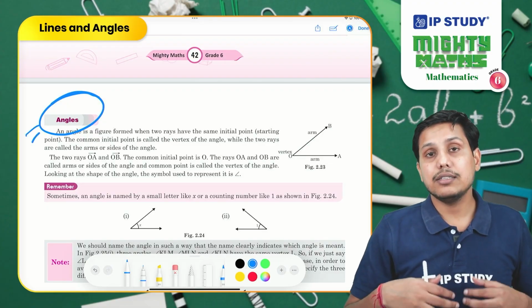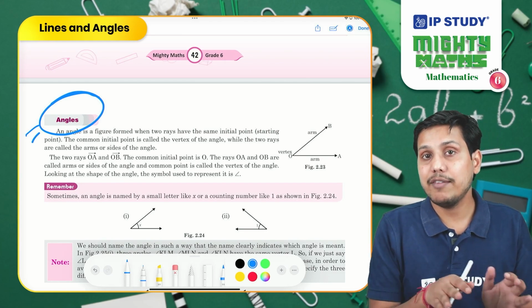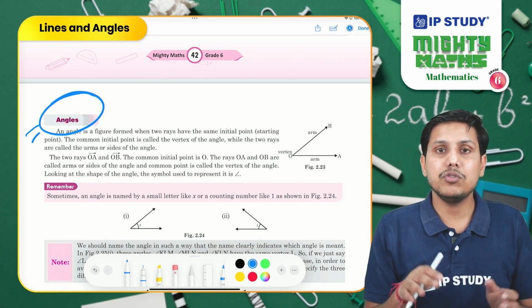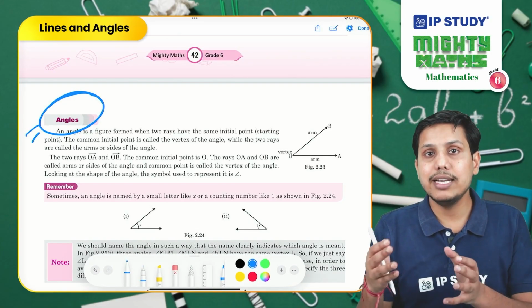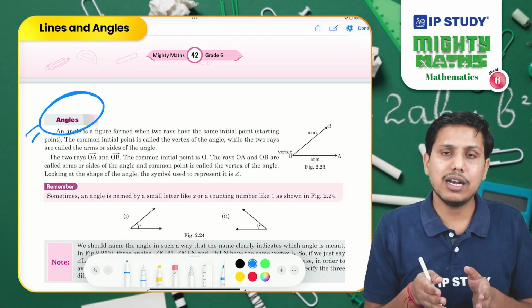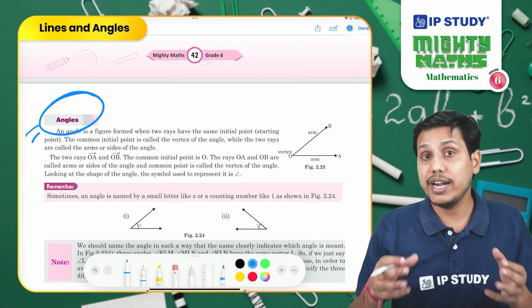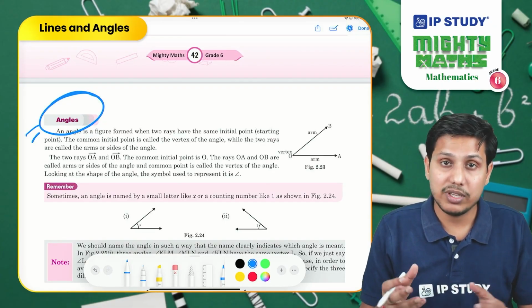And as we have units for measurement, like for money we have rupees, for distance we have kilometer, meter, centimeter, and for weight we have units, similarly to measure angles we have the unit degree or radian, but in our class we will use degree only. Find out how radian is related to degree and see how they relate to each other.